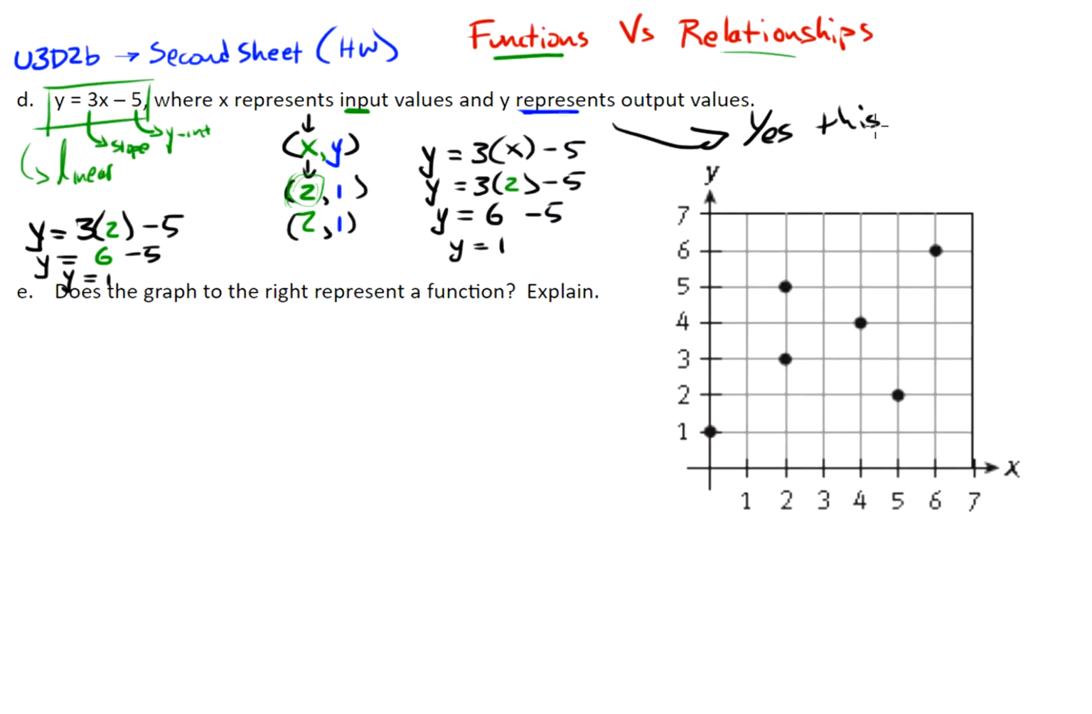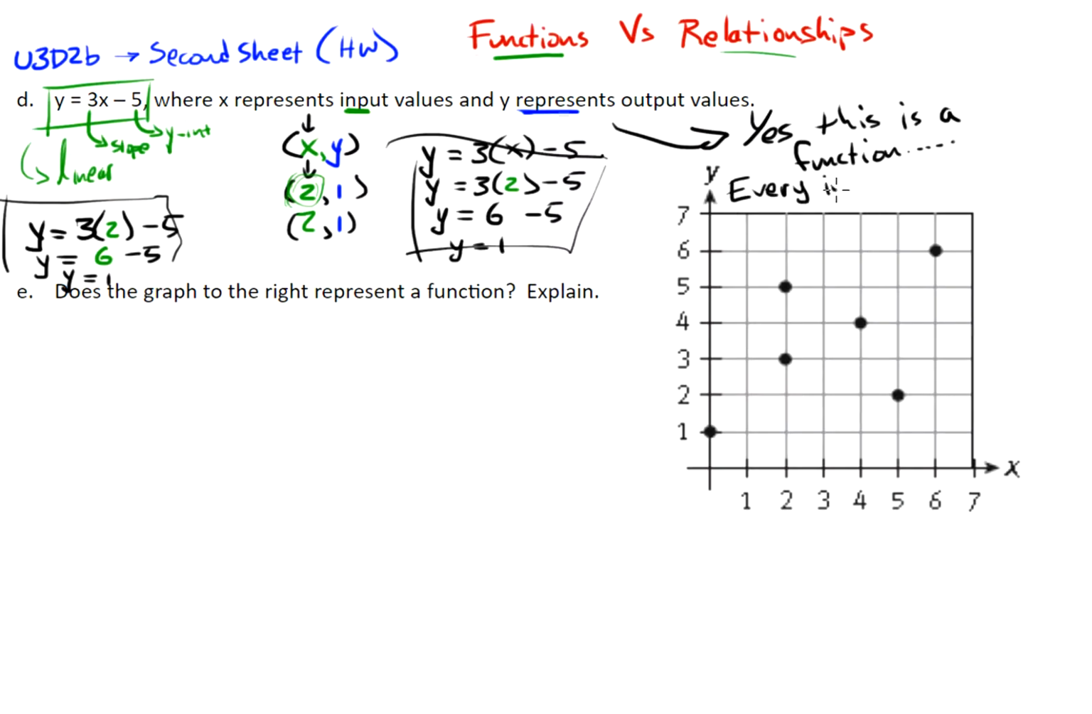This is a function. Now you have to explain. I think that this right here, testing it out twice, is a pretty good explanation, but let's just say that we did it. Every input has only one output. So we know that we're good because we tested this, and if we kept doing this, we'd notice this pattern over and over. Let's move on to E.